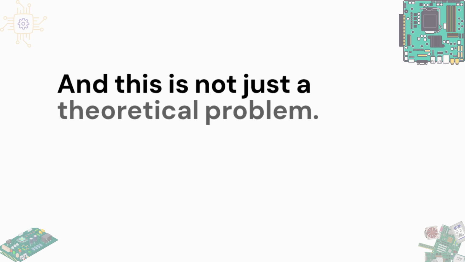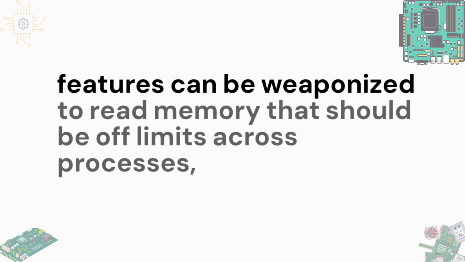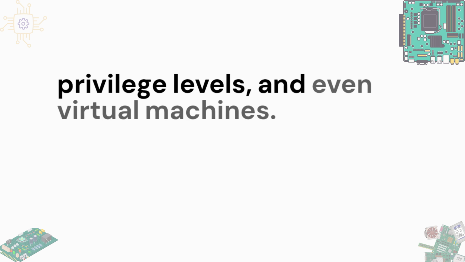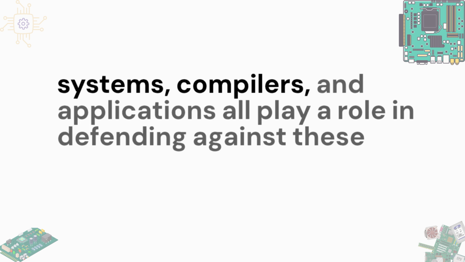And this is not just a theoretical problem. Attacks like Spectre, Meltdown, Foreshadow, and others have shown how these features can be weaponized to read memory that should be off limits across processes, privilege levels, and even virtual machines. Going through this lesson, we've talked about the fact that hardware, operating systems, compilers, and applications all play a role in defending against these threats.